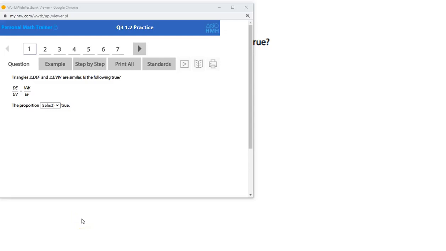Now we're looking at the practice problems for lesson 2. This is going to be number 1, and it's asking us to find if triangles DEF and UVW are similar. It's saying that these two triangles are similar, and it gives us a proportion. And we want to know, is the following true?